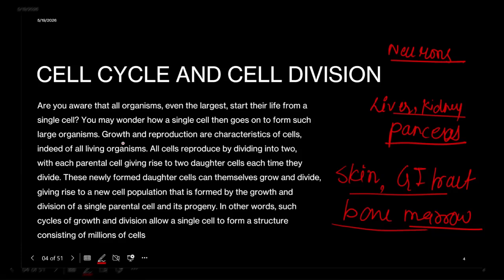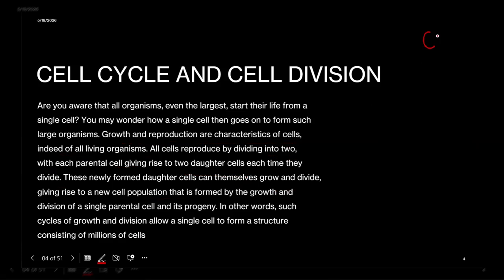Now it is written that growth and reproduction are the characteristics of cells, indeed of all living organisms. It means that if a cell is there, it needs to grow, it needs to reproduce, and all cells will do like that only. All cells reproduce by dividing into two, with each parental cell giving rise to two daughter cells each time they divide. I already told you that one cell is dividing and forming two new cells, and these new cells are called daughter cells. Then further these daughter cells will grow and they will also divide, and they will give rise to a cell population, right?